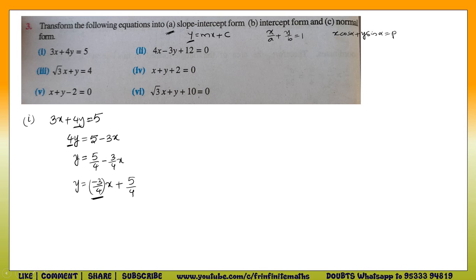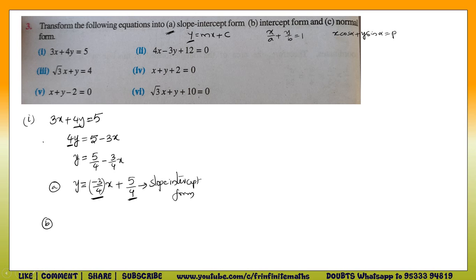So this is nothing but my slope and this is my intercept. So y is equal to minus 3 by 4 into x plus 5 by 4. This particular form is called slope intercept form, right? This is the first form, A. Next, moving on to the second form.